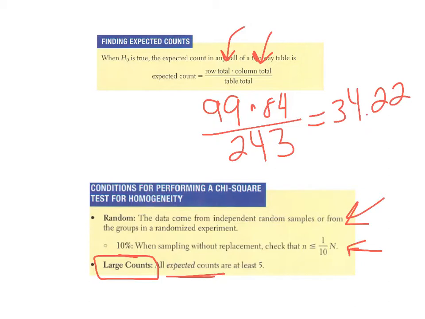All of my expected counts need to be at least 5 for our large counts rule. And we met that with all of these entrees. We had the 9 different expected counts that we figured out, and every single one of them was bigger than 5. So this particular example would meet our conditions to be able to go ahead and run the test.